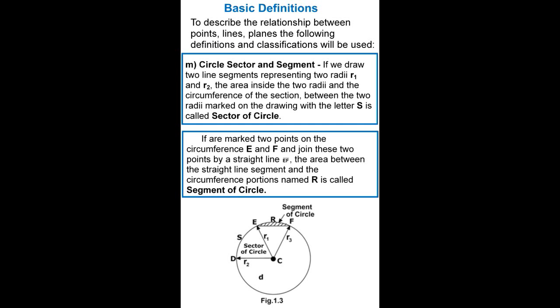If 2 points are marked on the circumference, E and F, and if the 2 points are joined by a straight line EF, the area between the straight line segment and the circumferential portion, namely the arc, is called the segment of circle. The shaded area in figure 1.3 is the segment of circle.